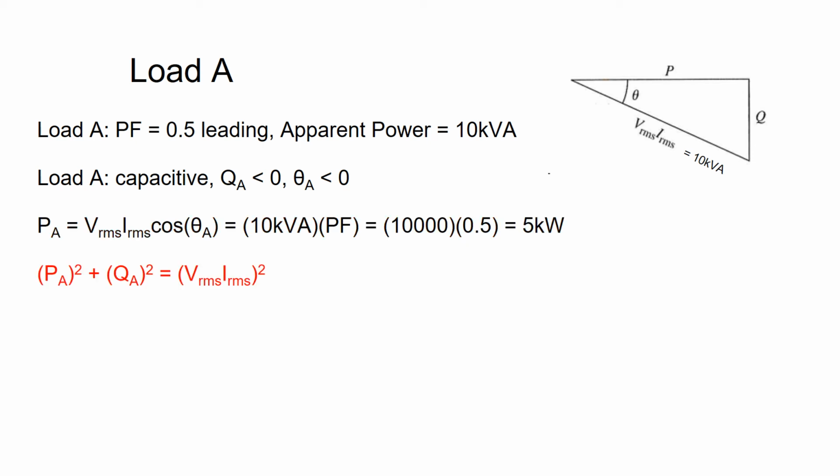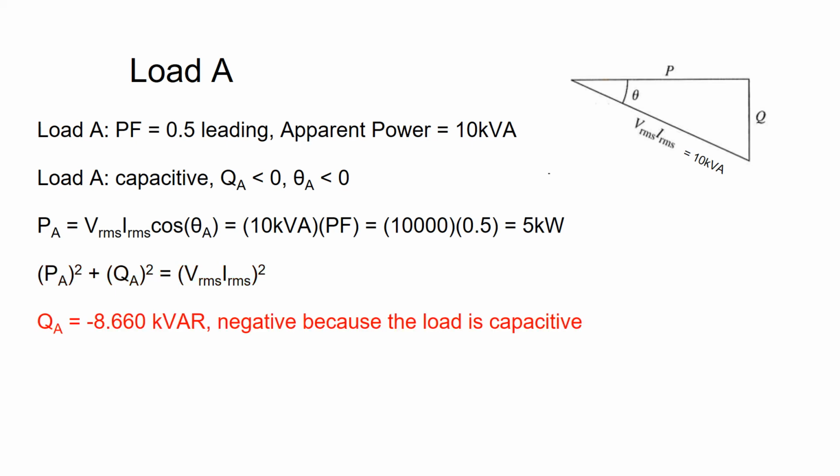We use the equation P sub A squared plus Q sub A squared equals V RMS I RMS all squared to obtain Q sub A. We substitute in the values for P sub A and V RMS I RMS and solve for Q sub A, which is either plus or minus 8.660 kilovolt amperes reactive. We know that the load is capacitive, so we choose minus 8.660 kilovolt amperes reactive.